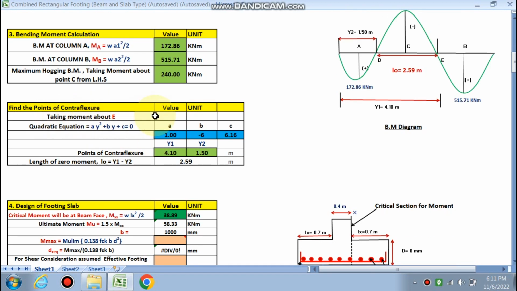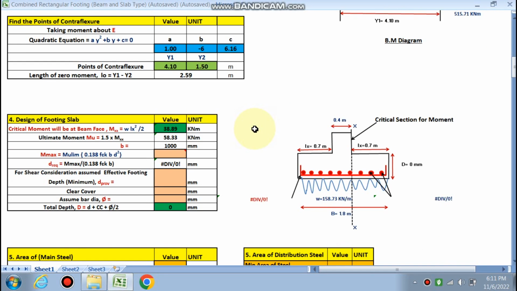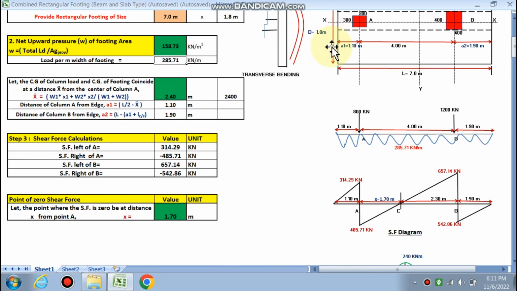Find the point of counterflexure, because if you take a moment about E, then this is the quadratic equation, and where the constants A, B, C are being calculated, and y1 and y2, two values will be there for the quadratic equation. So y1 is 4.10 and y2 is 1.50. So the distance will be 2.59. This is L0. Later on we will use the L0 value, that is the distance between the points of zero moment.